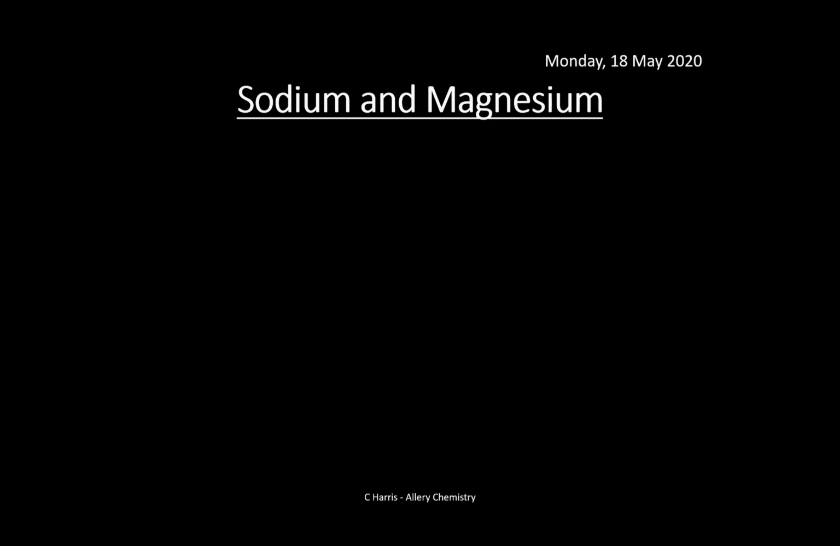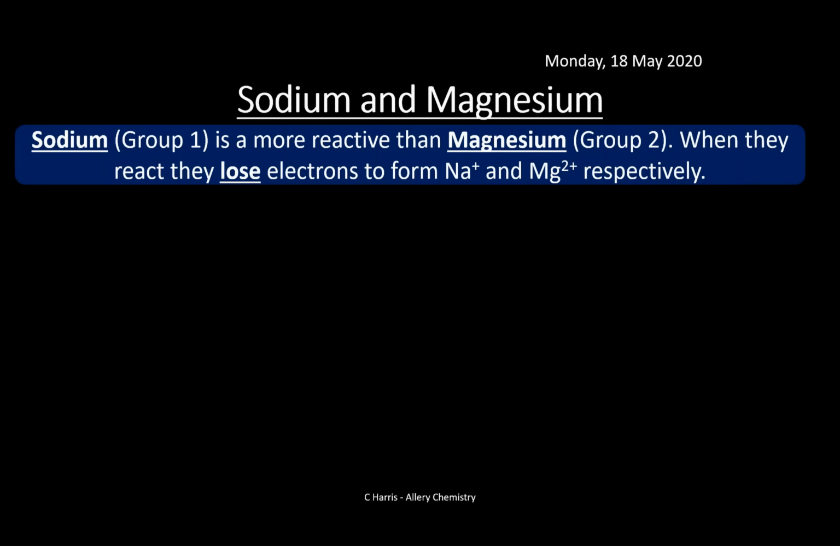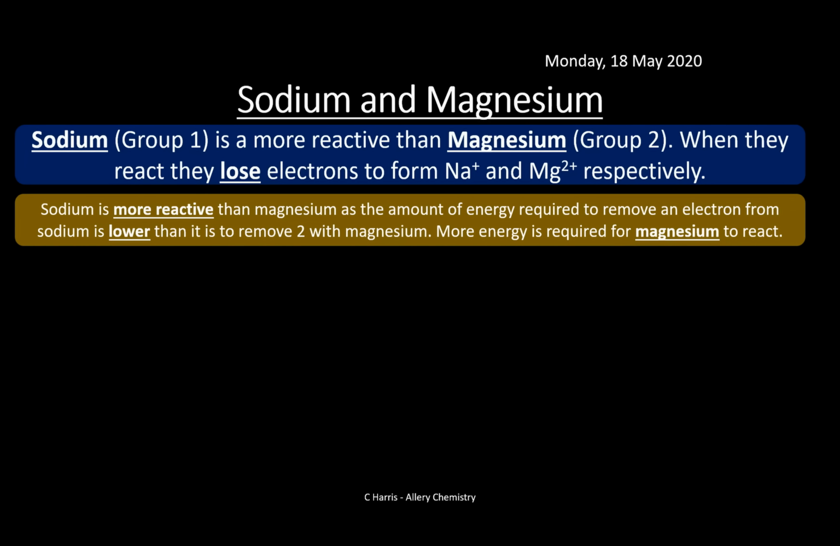Okay, so we're going to look at some comparisons here. Sodium, which is in group 1, is more reactive than magnesium, which is in group 2. When they lose electrons, they form an Na+ and Mg2+ ion respectively. Sodium is more reactive than magnesium as the amount of energy required to remove an electron from sodium is lower than it is to remove 2 from magnesium, which sounds obvious because you're only taking 1 electron away from sodium, whereas you have to take 2 away from magnesium. So more energy is required for magnesium to react.